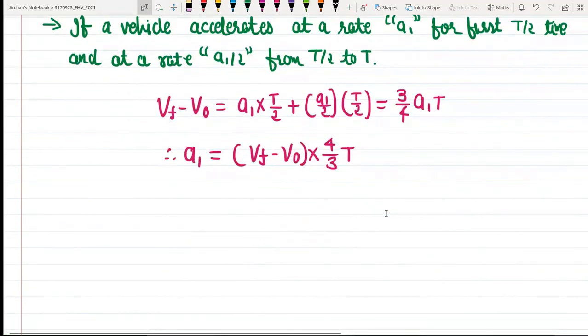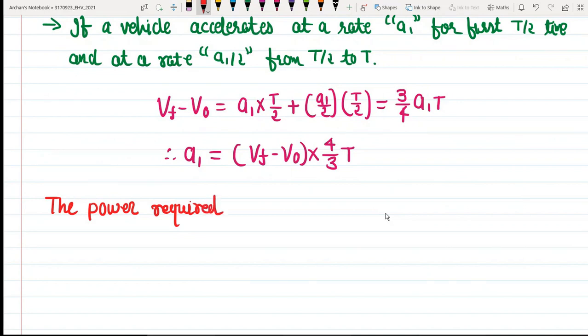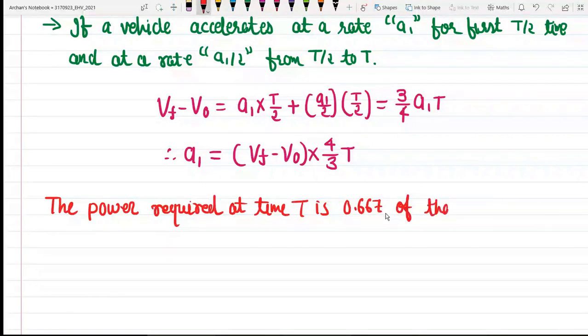So we have reduced the requirement of power, right? The power required at time t is 0.667 of that for the linear acceleration case.